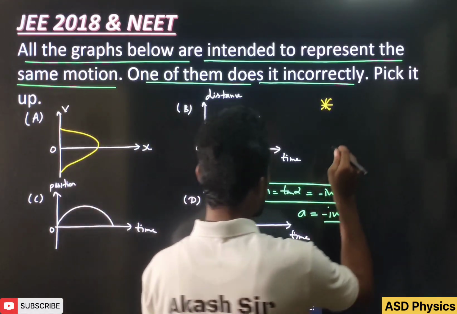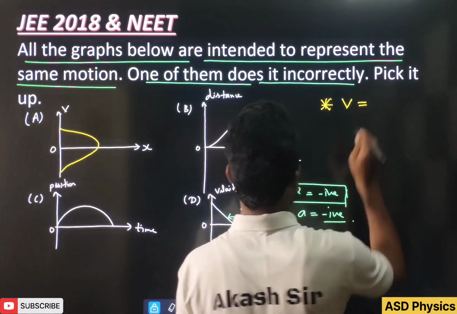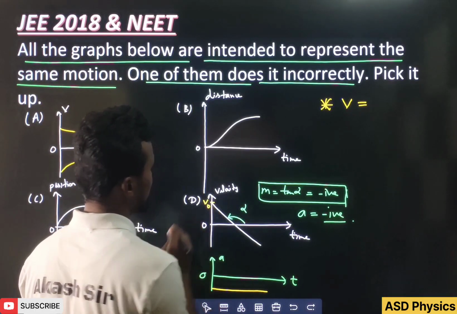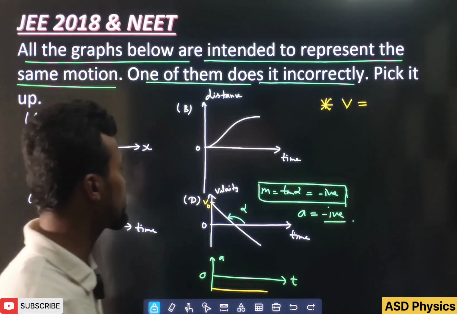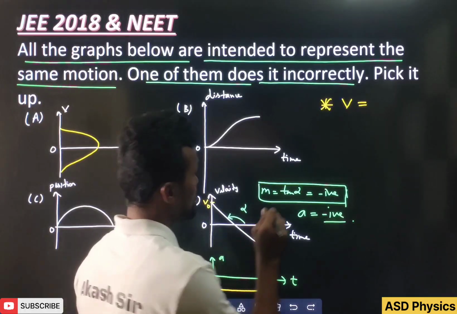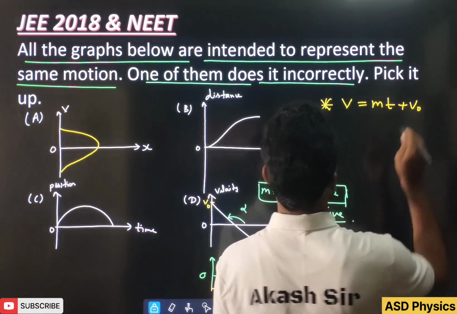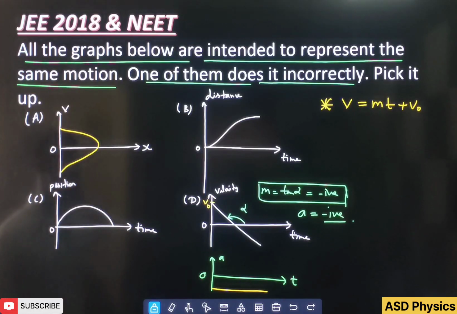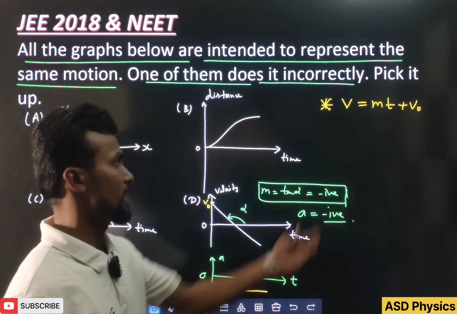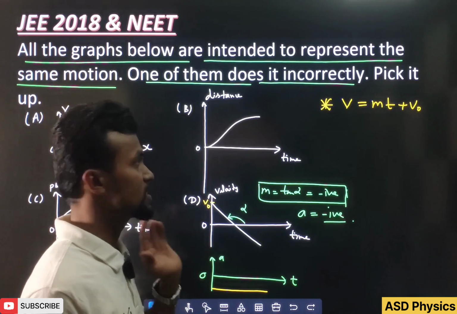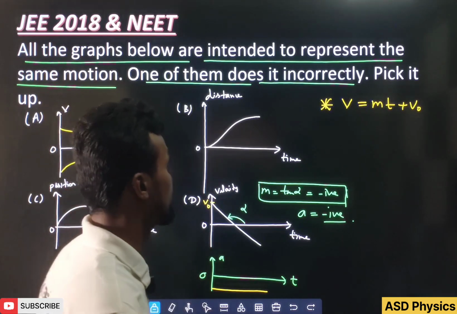If I write the equation, let's take the intercept as v naught, and the slope is positive, so I can write v equal to mt plus v naught. Can we tell very well? v equal to mt plus v naught, m is the slope, positive, t is the time, and v naught is the intercept, from y equal to mx plus c. Okay, students.